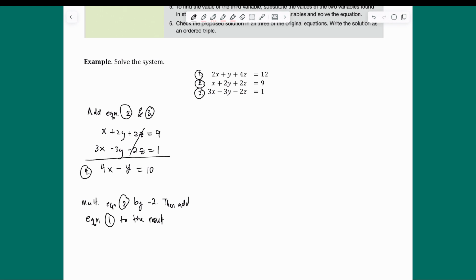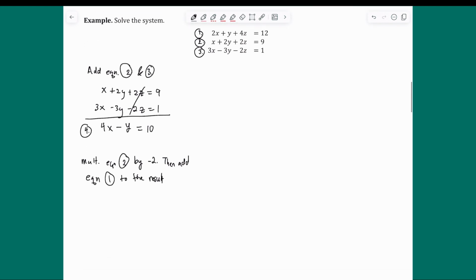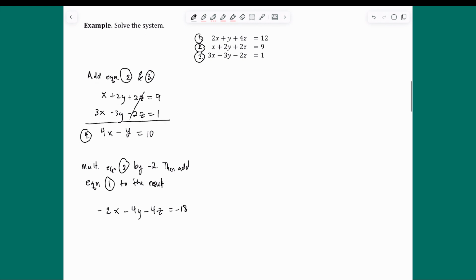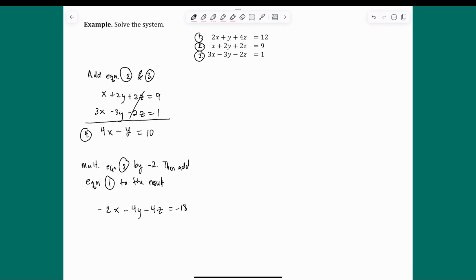Or I should say maybe the result to the equation. All right, so in other words, multiplying equation 2 by negative 2, I have negative 2x minus 4y minus 4z equals negative 18. Okay, and then I'm going to add equation 1 to this result here.